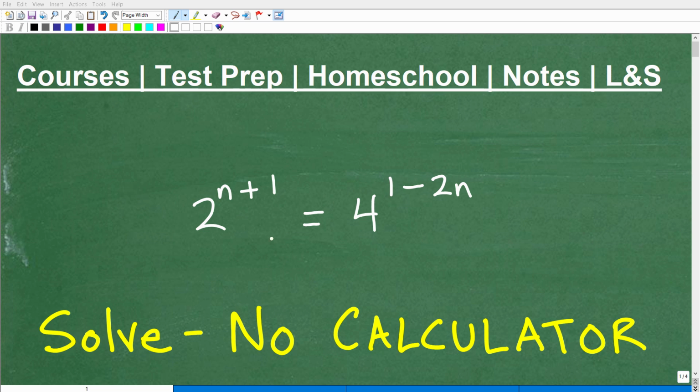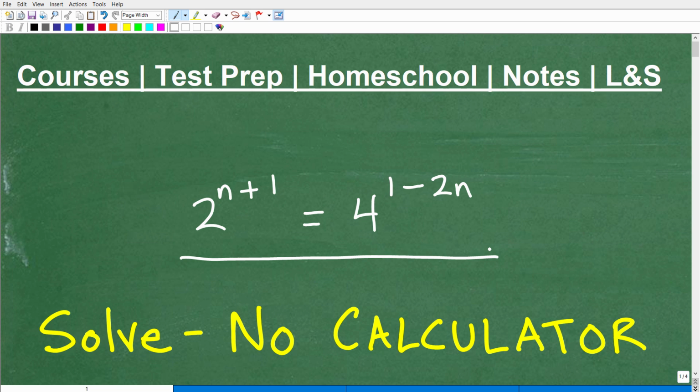Okay, let's go ahead and solve this exponential equation. And solving exponential equations is generally like a second year algebra topic. So, for those of you that might be in Algebra 2, certainly college algebra and pre-calculus, those type of courses, you're definitely going to need to be able to solve a problem like this.